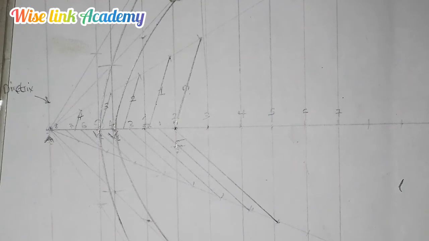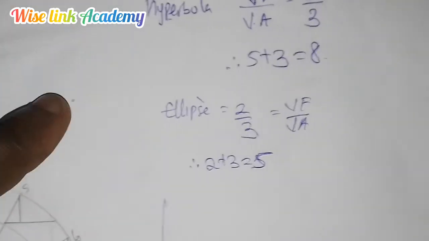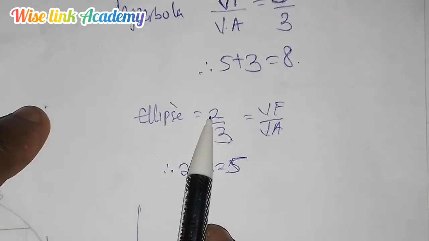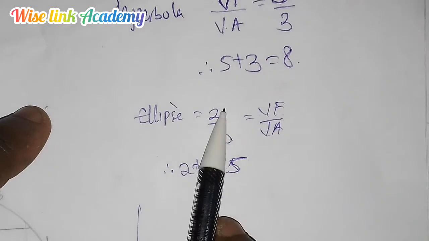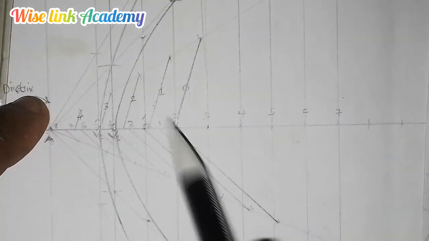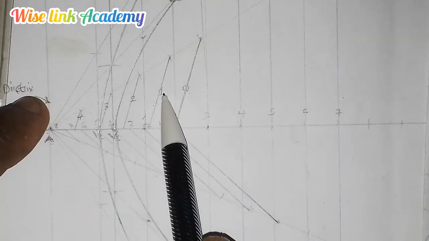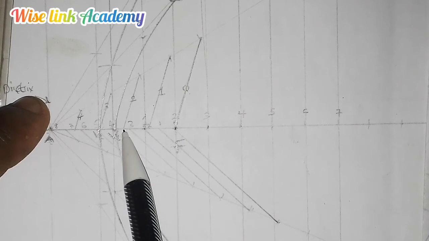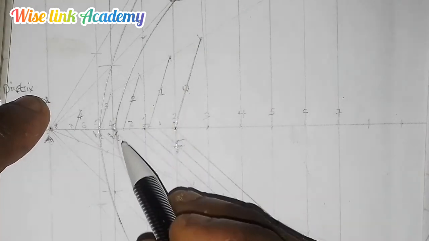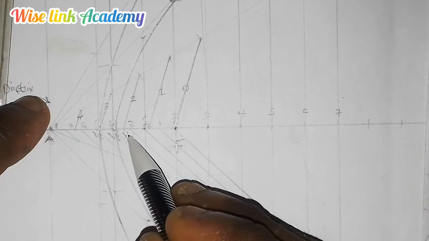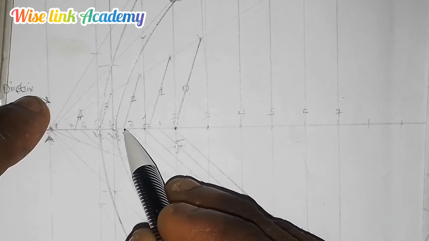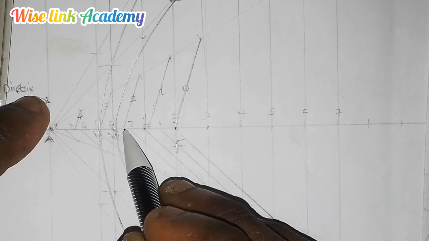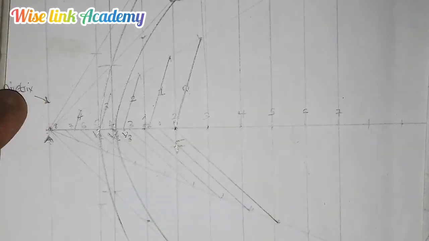We said something earlier that for our ellipse, VF is 2. So from V to F, take out 2. Doing that, this is 0, 1, 2. So 2 is at this point, isn't it? Here we have our V3, isn't it? So from this V3, you draw a vertical line, upward and downward. Doing that, you'll be having this.